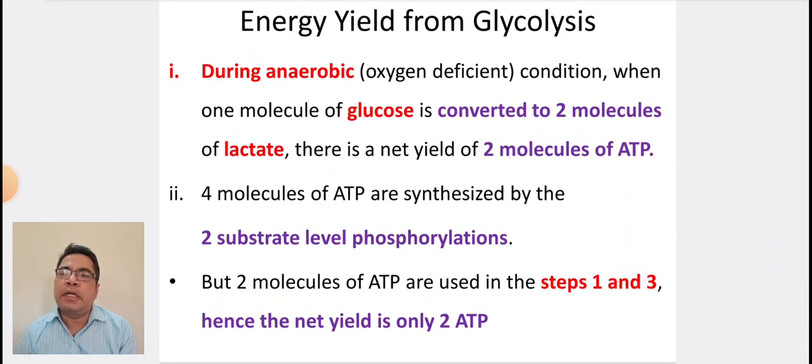Coming to energy yield from glycolysis. During anaerobic, that is the oxygen deficient condition, when one molecule of glucose is converted to two molecules of lactate, there is a net yield of 2 molecules of ATP. 4 molecules of ATP are synthesized by the 2 substrate level phosphorylations, but 2 molecules of ATP are used in steps 1 and 3, hence the net yield is only 2 ATP.